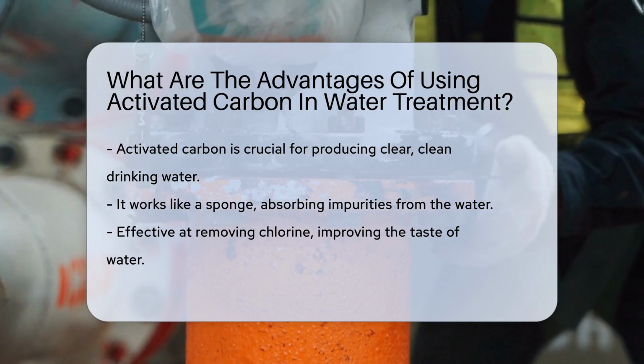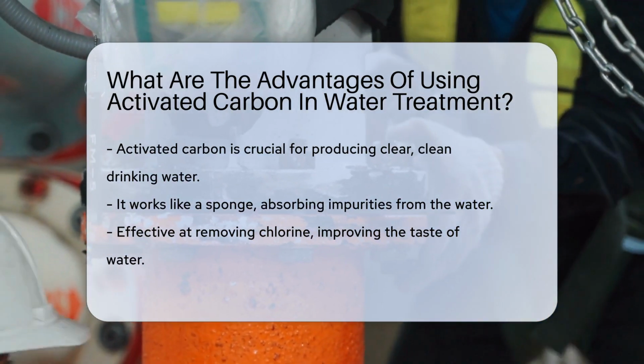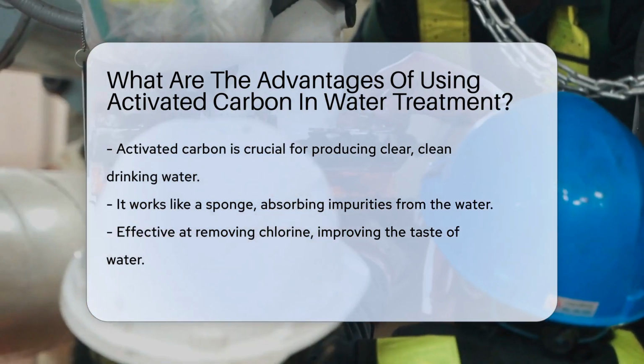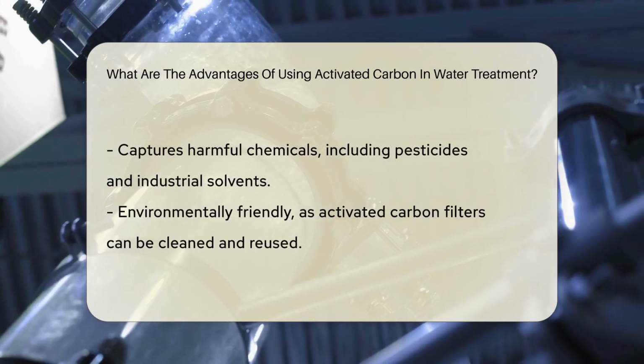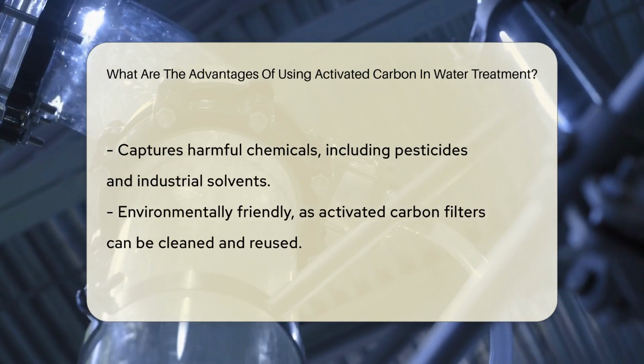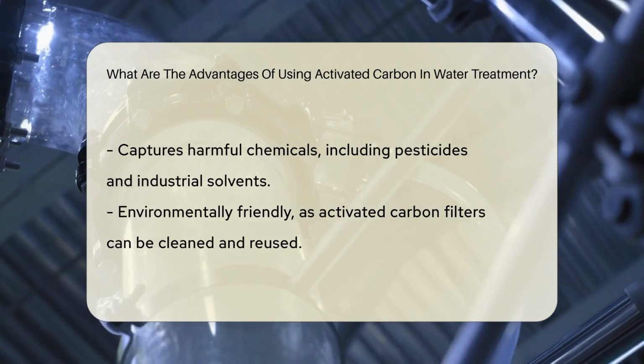Activated carbon is like a sponge, but for impurities. It has a vast surface area, perfect for trapping contaminants. Bad taste in your water? Activated carbon can fix that. It's great at removing chlorine, which often causes that yucky taste. But it's not just about taste.